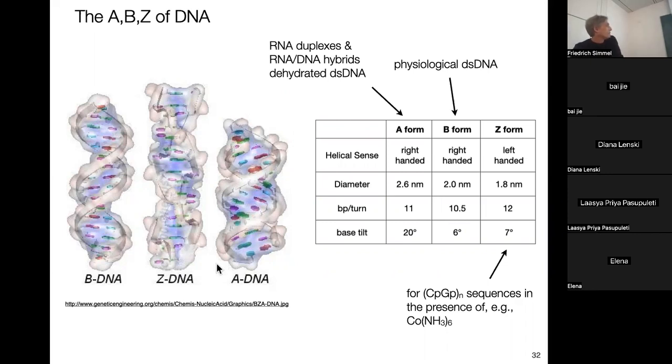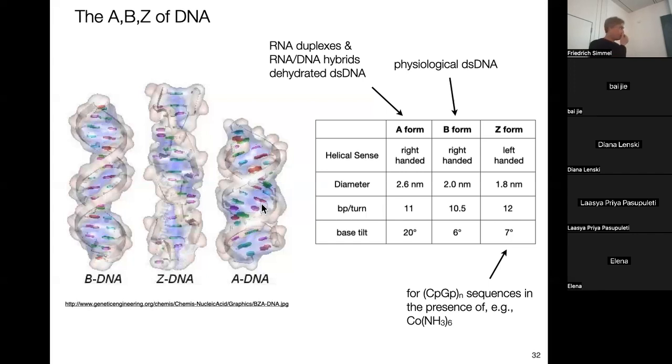There's another version that's called A-DNA, and here you see that the bases are much more tilted. Also, the difference between major and minor groove is less. The A-DNA is also kind of wider, and the helical rise from here to here is shorter than for B-DNA. And this type of DNA occurs, for example, when you have an RNA duplex, so RNA forms A-DNA duplexes.